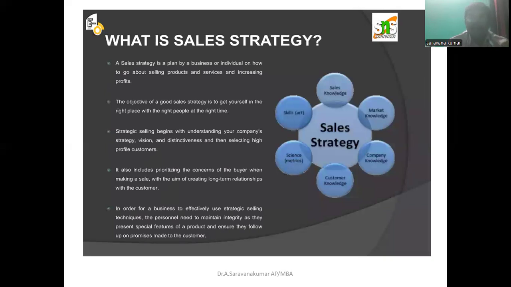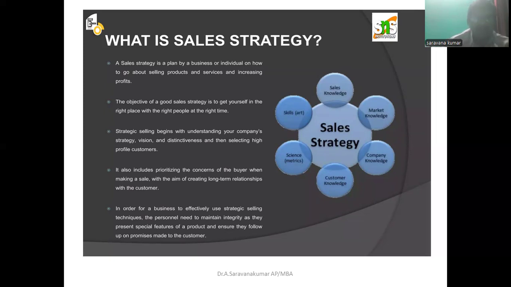So what is sales strategy? Sales strategy: sales knowledge. First of all, if you're selling a product, you need knowledge about the particular product, market knowledge, company knowledge, customer knowledge, science, which is nothing but metrics, skills, and art. So these are the things covered under sales strategy.